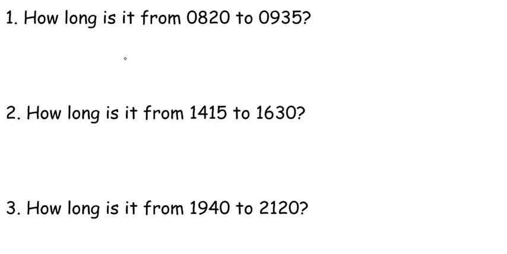Okay, so to begin with, how long is it from 8:20 to 9:35? So the first thing I want to look at is the minutes, 20 minutes and 35 minutes. Ideally what I want to do is match those up first, and I would tend to do this using a kind of timeline. Okay, I want to start at 8:20, and if I was to jump along so that my minutes match up with what I've got in the question, I want to take that along to 8:35.